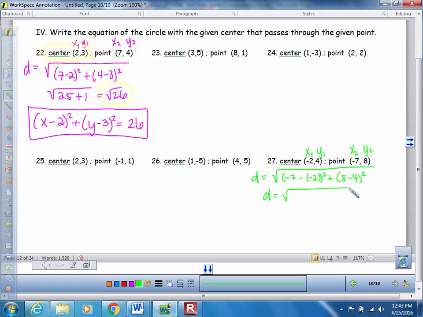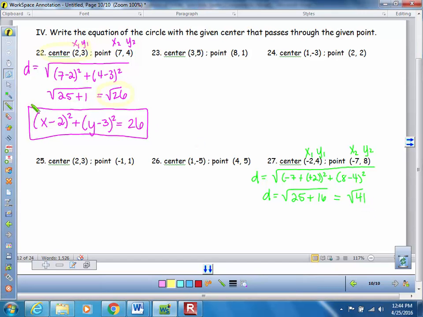So our distance is going to equal negative 7 minus a negative 2 is actually negative 7 plus 2. So that would give us negative 5. And I know that negative 5 squared is 25. Plus 8 minus 4 is 4, and 4 squared is 16. And so 25 plus 16 is 41. So I get square root of 41.